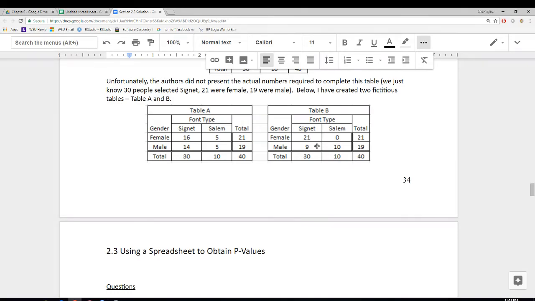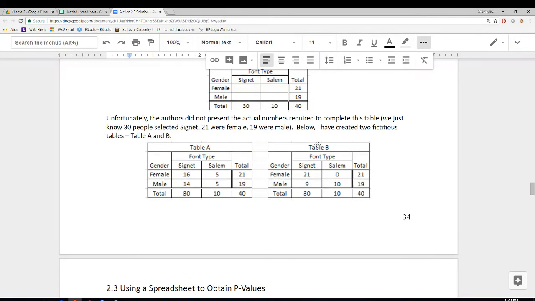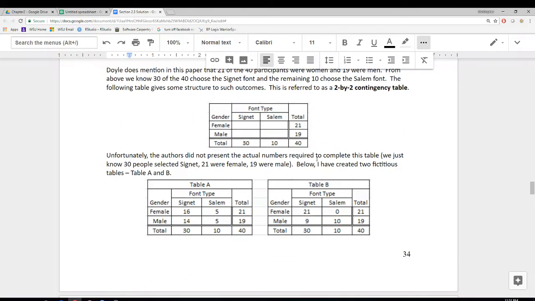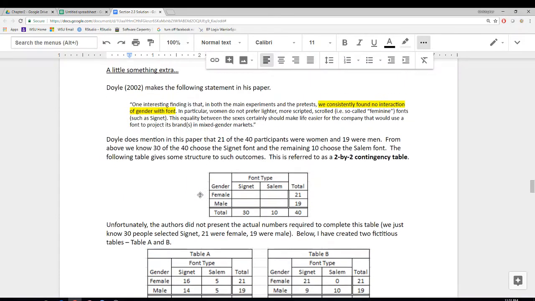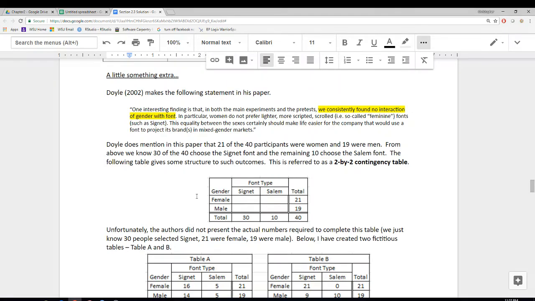So there's interaction present in Table B. There's no interaction present in Table A. And what we mean when we say there's no interaction is that the trend I'm seeing for females is about the same as the trend I'm seeing for males. There's no interaction between the gender and their font selection. And that's the situation they described up above.